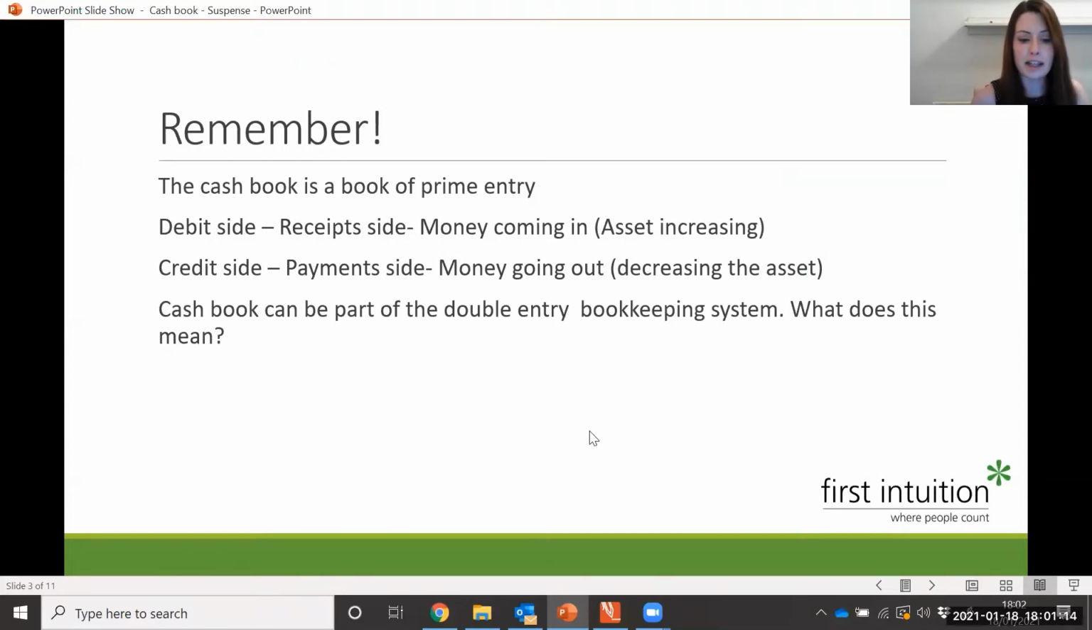Okay, so remember that the cash book is a book of prime entry. Sorry, someone's just waiting to be admitted. So the cash book is a book of prime entry. What other books of prime entry do we have? Just a quick recap. Sorry, I've lost my chat box. So you can either enter it into the chat box or you can unmute yourself. So the cash book is a book of prime entry, but what other books of prime entry do we have?